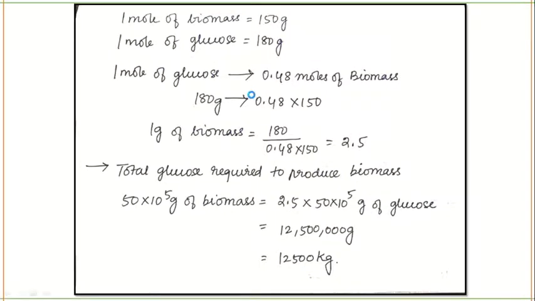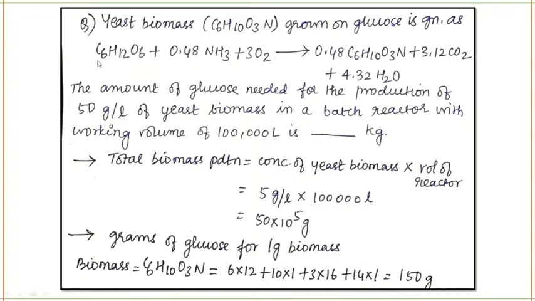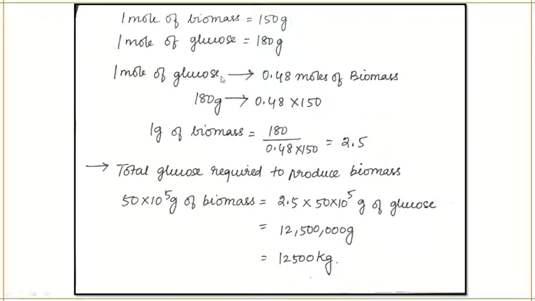But in the question they have given that 1 mole of glucose is producing 0.48 moles of biomass. So you have to multiply it by 0.48. So 1 mole of glucose, that is 180 grams, gives 0.48 multiplied by 1 mole of biomass, which is 150 grams.